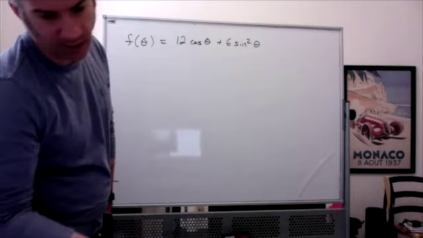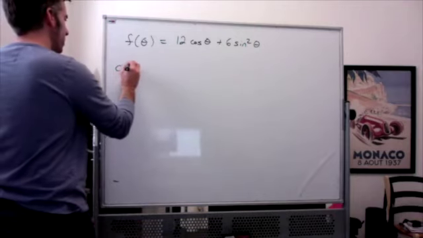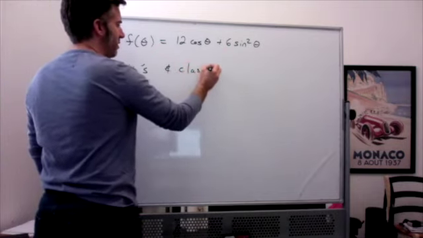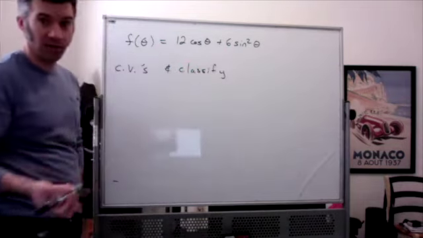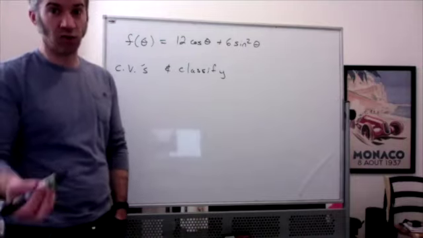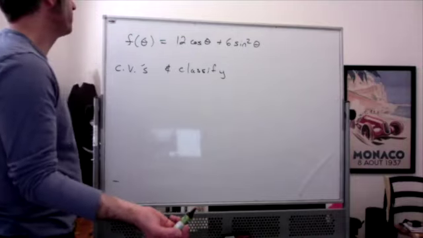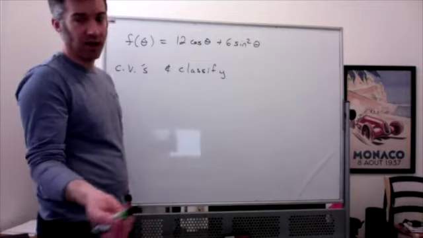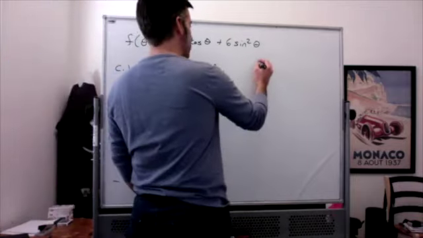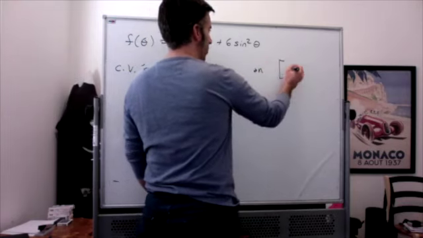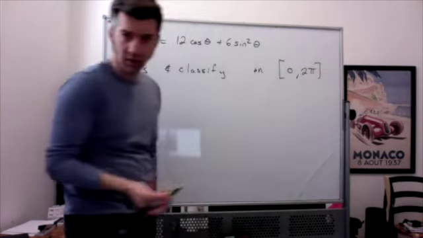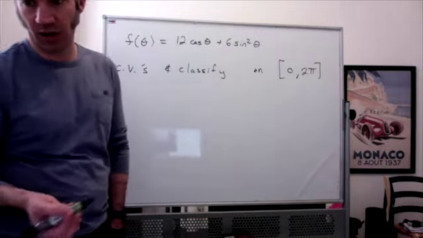So I want to find the critical values of this function, and classify them. When someone says classify the critical values, they just want me to tell them if it's a maximum or a minimum or neither. I didn't see this written in the problem, but I'm probably going to assume that this is limited to the interval from 0 to 2π. That's a pretty typical interval when you're dealing with trig functions, although not always.